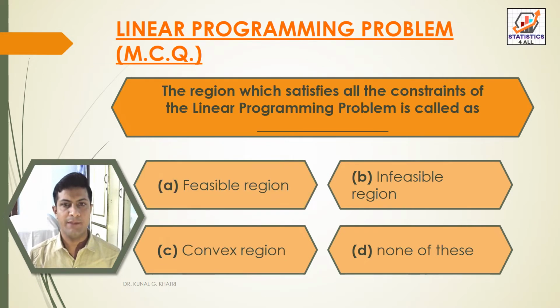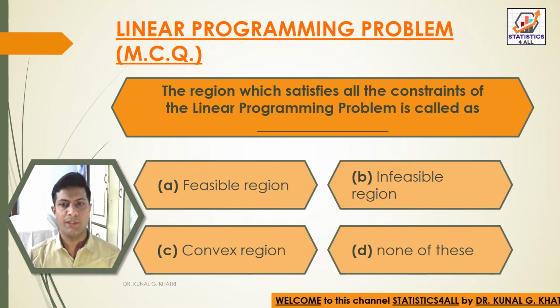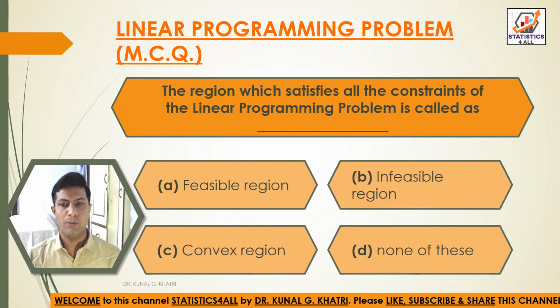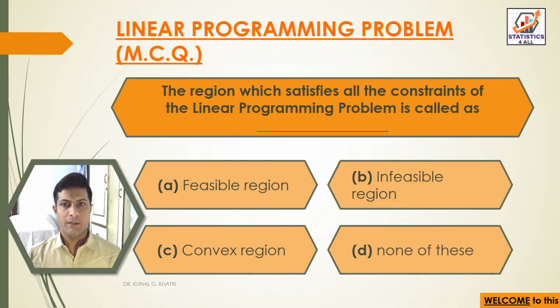Next question, the region which satisfies all the constraints of the linear programming problems is called as option A, feasible region, option B, infeasible region, option C, convex region, option D, none of these. So here we have answer option A, feasible region. The region which satisfies all the constraints of the linear programming problem is called as feasible region.